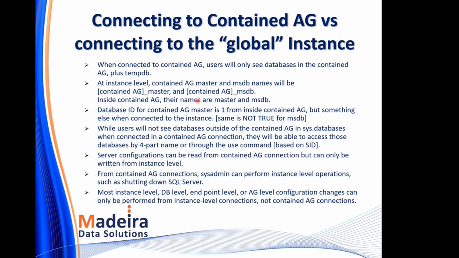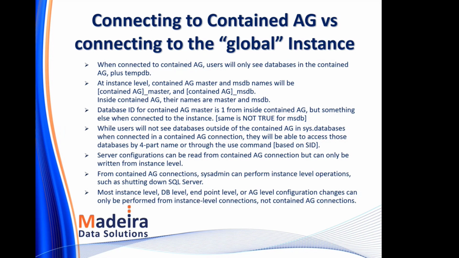Something important to remember: the database ID, the DB ID of master, when connected to a contained availability group context, will be 1, even though in reality it's not. Behind the scenes, it's not ID 1. The real global server level master is the one with database ID 1. But if I'm connected to the context of a contained availability group, then its specific master will have DB ID 1. But the same is not true for MSDB.